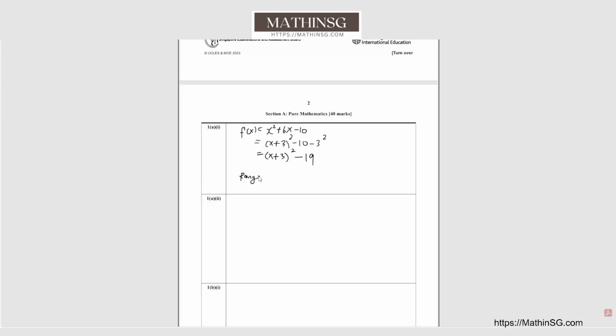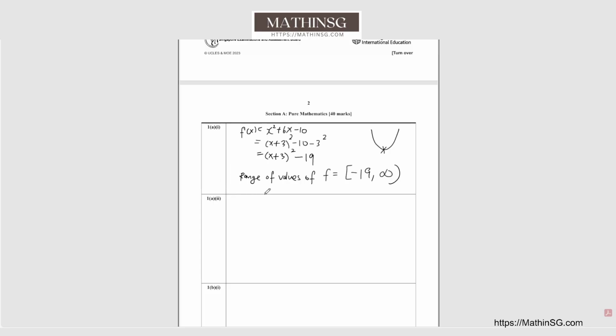Because the coefficient of x squared is positive, we know that this is how the quadratic curve looks like. So it has a minimum point, and the minimum value of f is negative 19. The maximum value can go to any value all the way to infinity. So the range of values of f is from minus 19 to infinity.